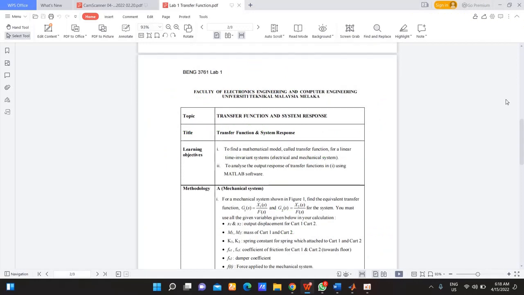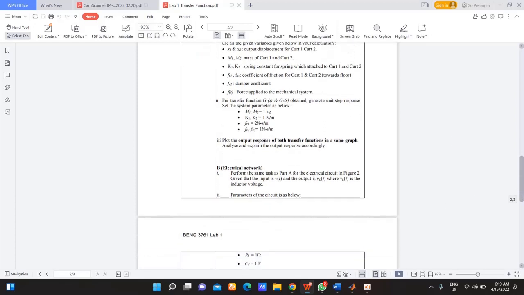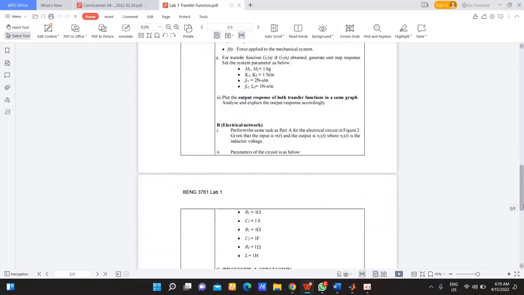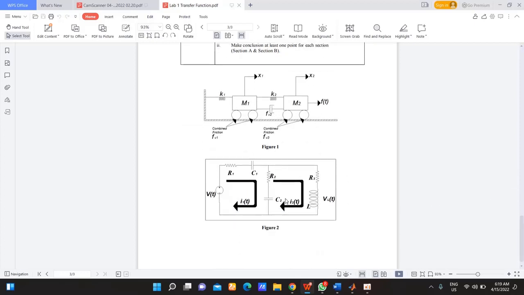Today I am going to explain and present Lab 1, which is the transfer function and system response. In this lab there are two systems: the mechanical system, and the electrical network. You can see from here, this is Figure 1, which is the mechanical system, and Figure 2, which is the electrical network.